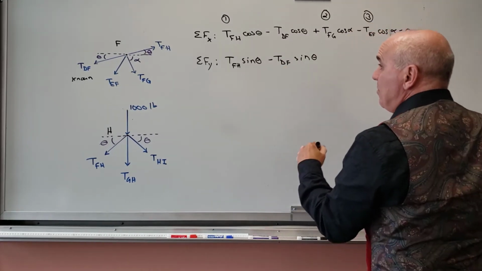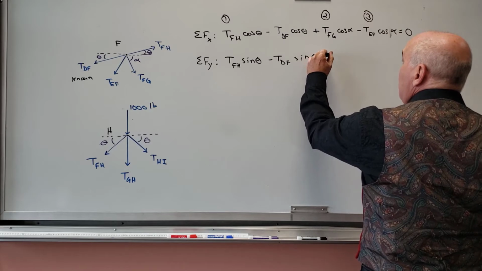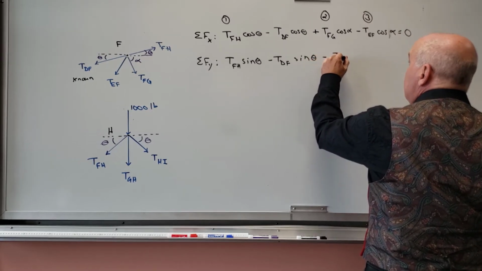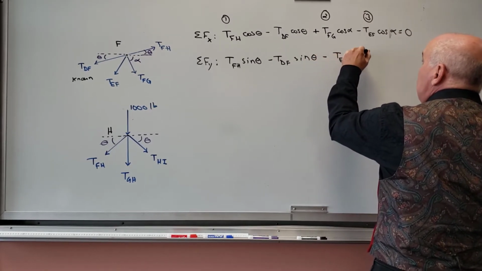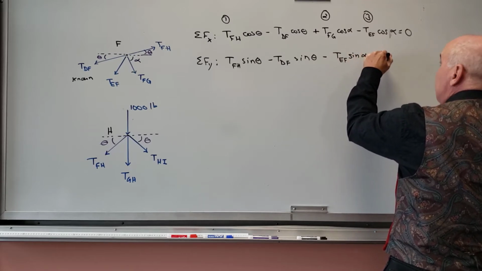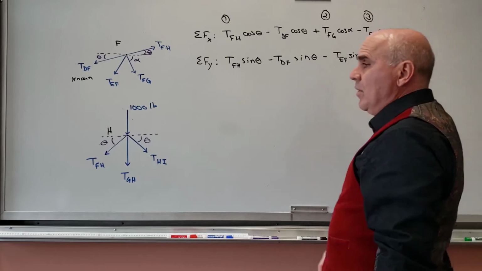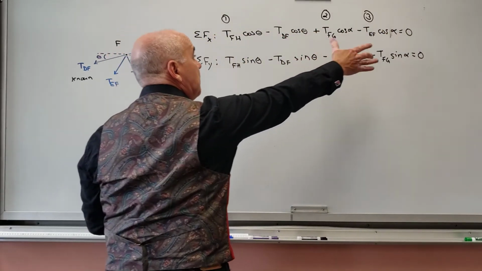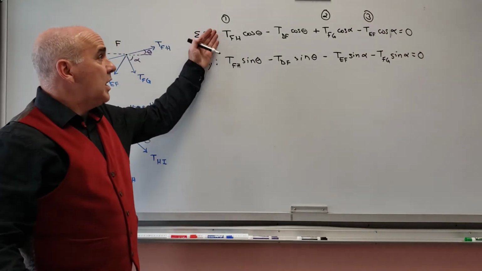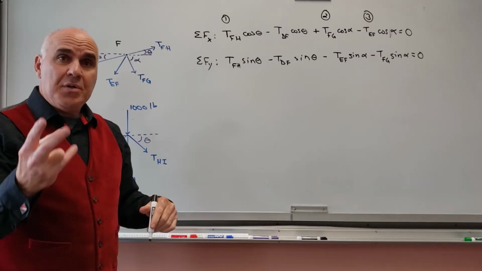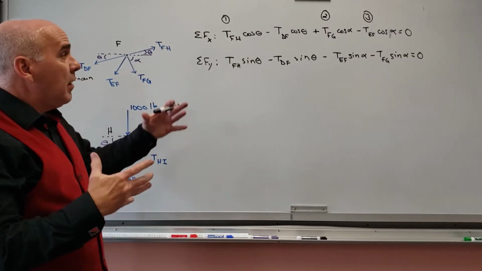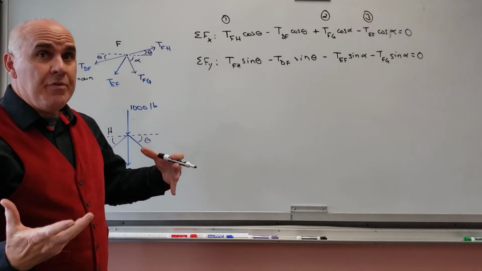And then both of those are pointing down, so minus TEF sine alpha minus TFG sine alpha is equal to 0. All right, so the same 3 unknowns that I had in line number 1. So I have 3 unknowns and 2 equations.